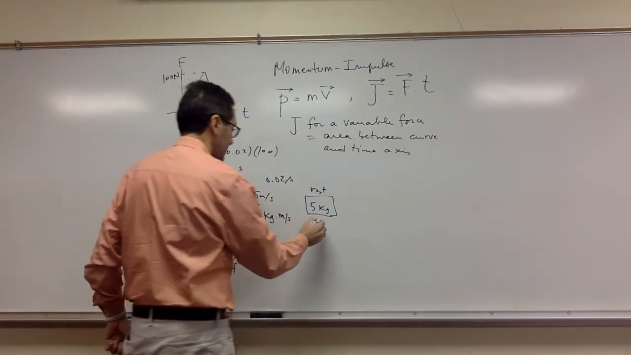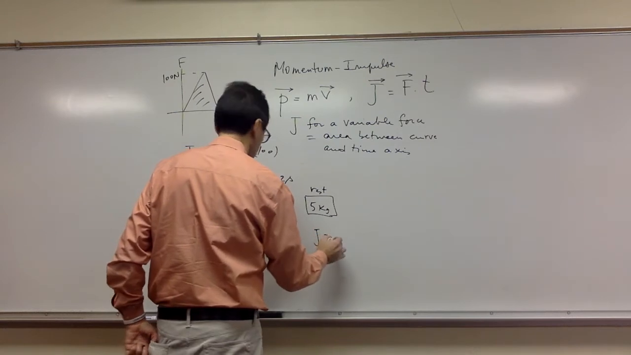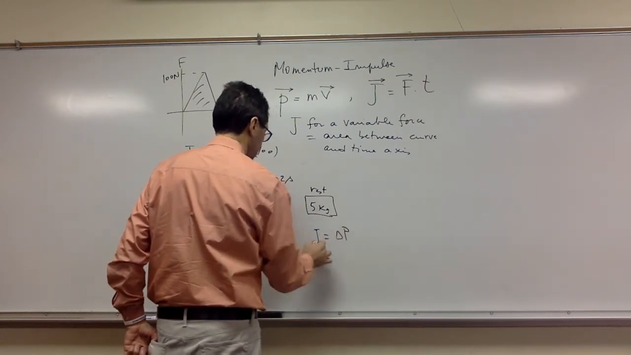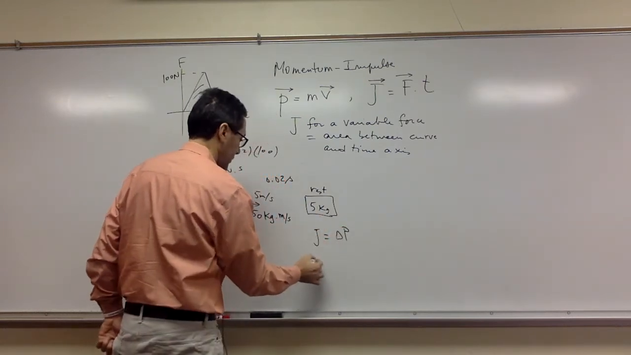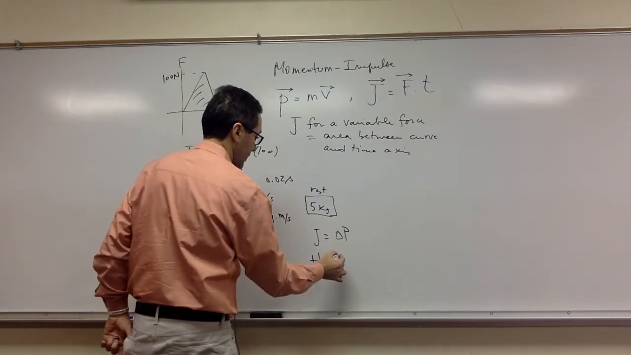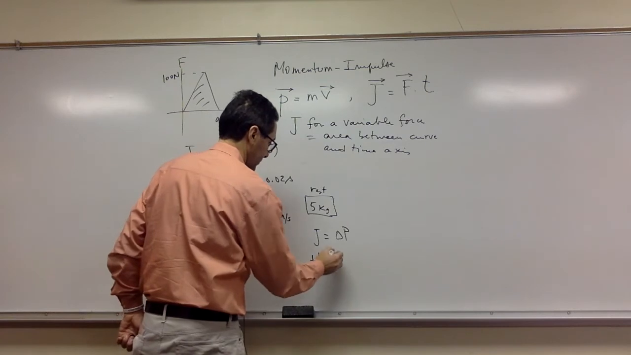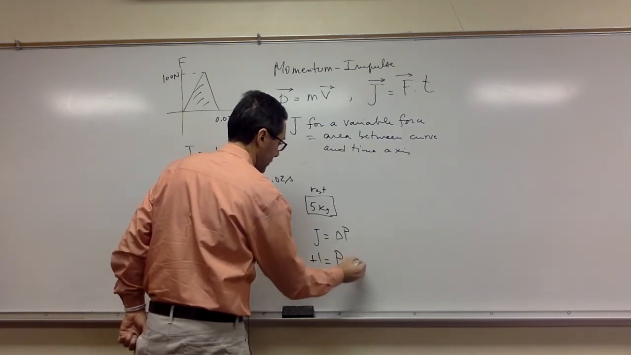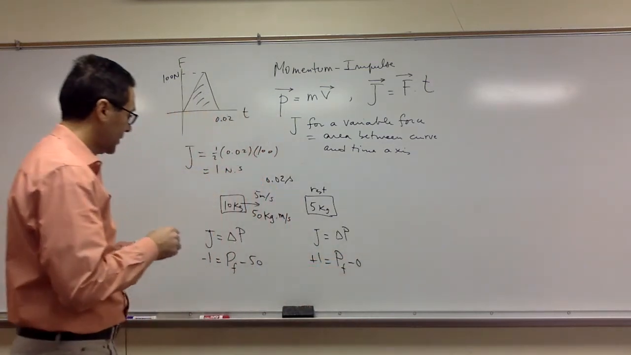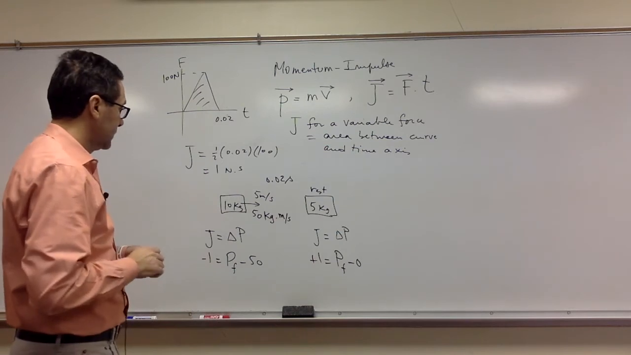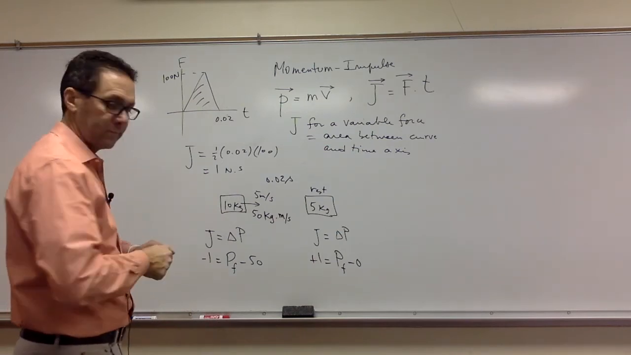The momentum for this guy: J equals change in momentum. Now the J for this one is +1, which equals the final momentum, and it started with no initial momentum. Okay? All right, and that should do it.